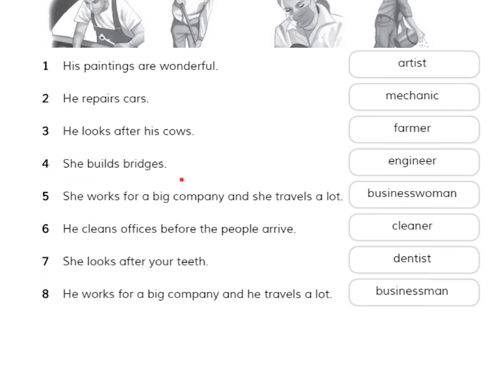4, she builds bridges, an engineer. 5, she works for a big company and she travels a lot, businesswoman. 6, he cleans offices before the people arrive, cleaner. 7, she looks after your teeth, dentist. 8, he works for a big company and he travels a lot, businessman. We are missing number 9, which would be computer programmer. We don't have the definition here, but I have put the definition in our PDF file of this class.